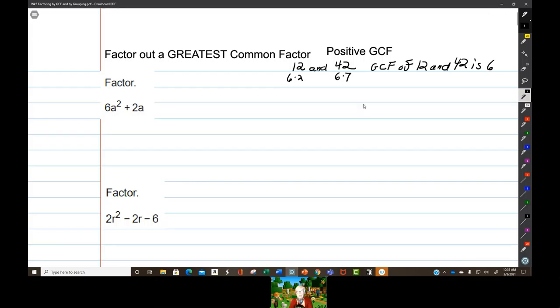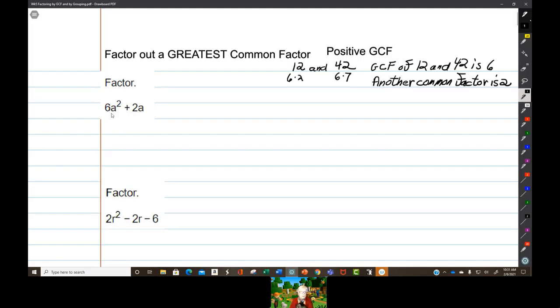There are other common factors of 12 and 42. Common means of both. Another common factor is 2, because 2 goes into 12, 2 goes into 42. That's a common factor, but the very biggest common factor that's common to both of them is the number 6. Well, that's what factoring by GCF is.